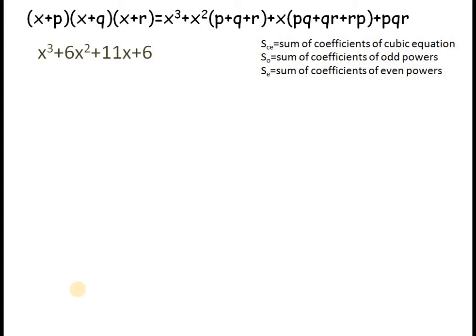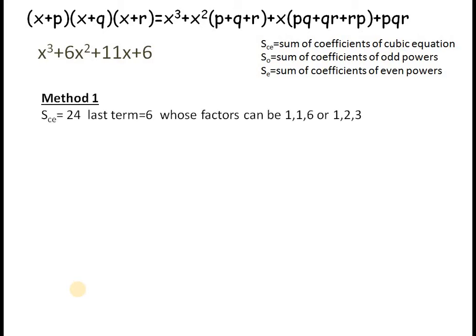So now let us take one simple cubic equation and apply our knowledge to it. We can actually solve this cubic equation by various methods. So let us explore method 1. For solving a cubic equation, one of the most important things is the last term and the sum of coefficients. When you calculate the sum of coefficients of the entire equation, 1 plus 6 is 7, 7 plus 11 is 18, 18 plus 6 is 24. You get the sum of coefficients of the equation as 24.